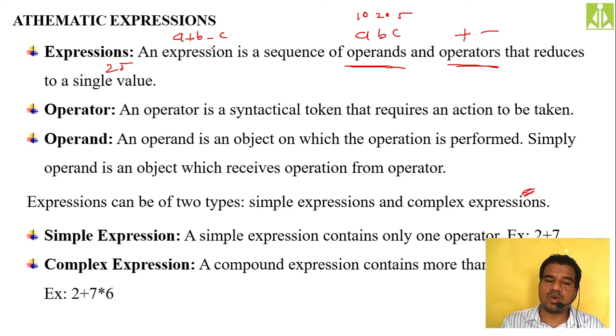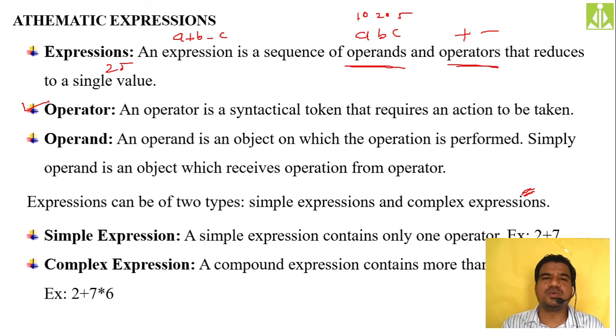Next, what is an operator? It is a syntactical token. The operator is there in your programming language syntax. It is a syntactical token that requires an action. When I say action over here, it is nothing but an operation. An operator is a syntactical token that requires an action to be taken. It is a special symbol in your programming language that requires a special type of action to be taken or an operation to be performed, we can say.